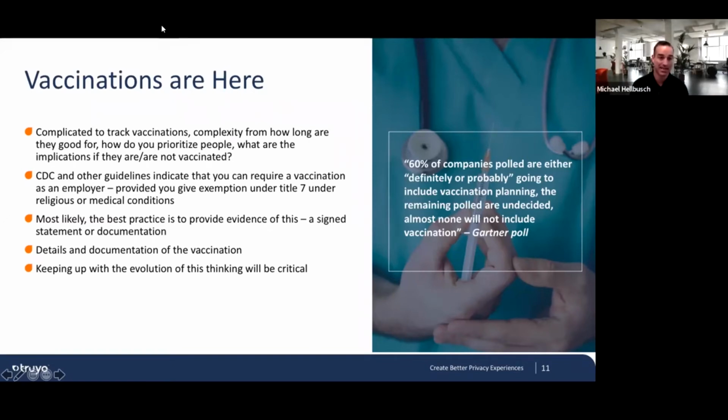And not only that, these records should be maintained separate from a personnel file. They're required to be maintained separately. So placing a spreadsheet in the HR file for an employee is not going to work.